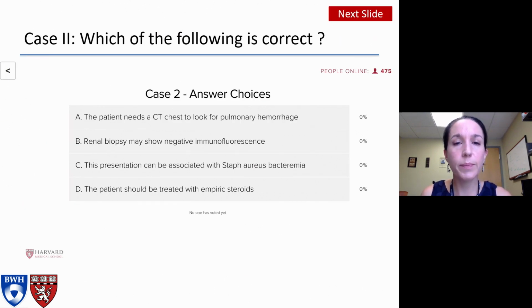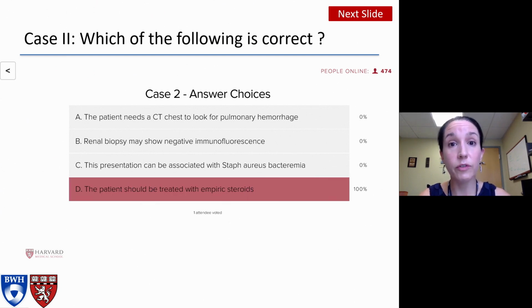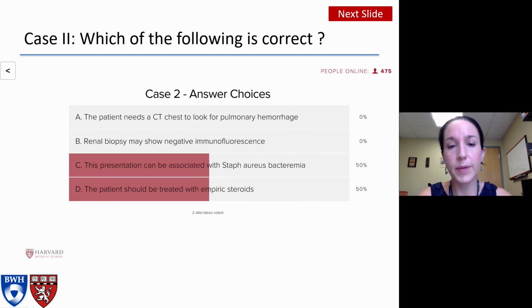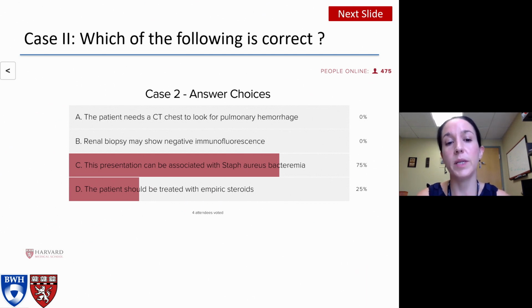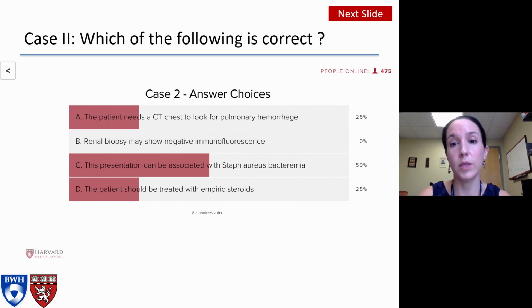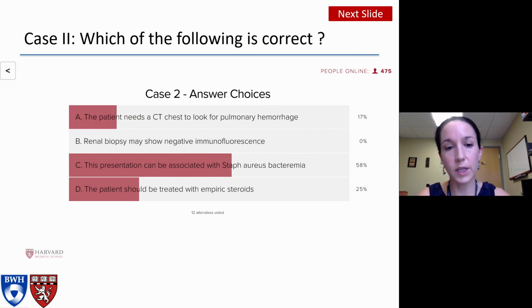So for this particular patient with a short history of low-grade fevers, acute kidney injury, dark-colored urine, and hematuria, which of the following is correct? This patient needs a CT chest to look for pulmonary hemorrhage. Renal biopsy may show negative immunofluorescence. The presentation may be associated with Staph aureus bacteremia, or this patient should be treated with empiric steroids. And again, I'll give you a little time to answer the question.